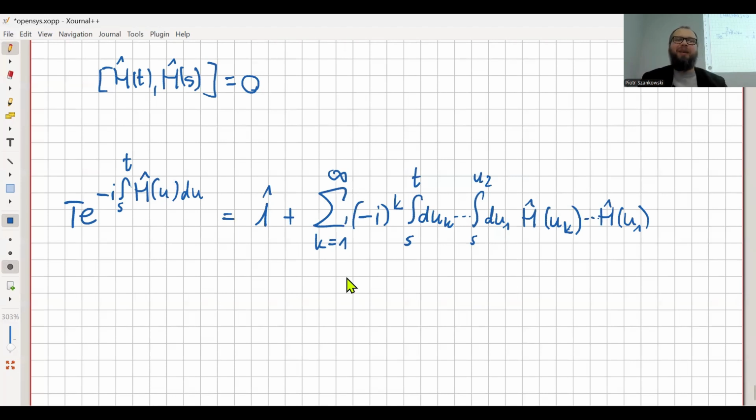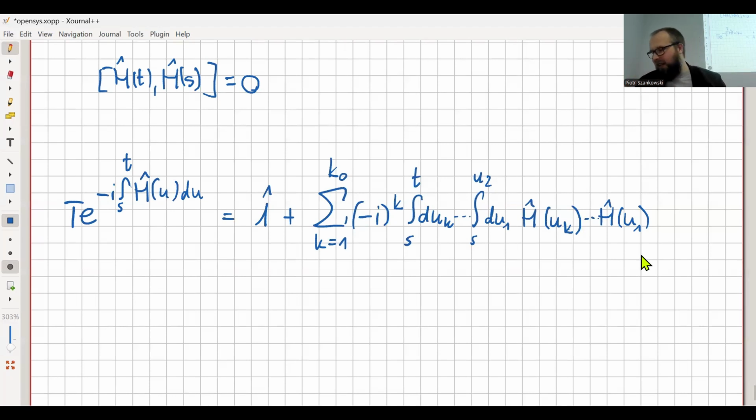Perhaps it would be a good idea to cut this series at some finite order. Then you have a finite number of integrals, integrals of products of Hamiltonians, which you have to execute for a finite number of terms. So that's something that in principle could be computed numerically, by numerical integration, or maybe by hand if you are patient enough.